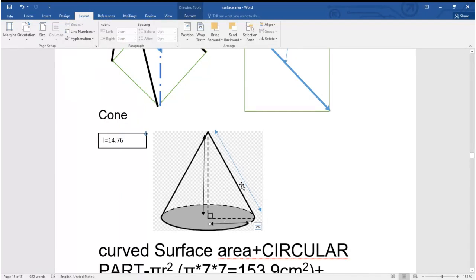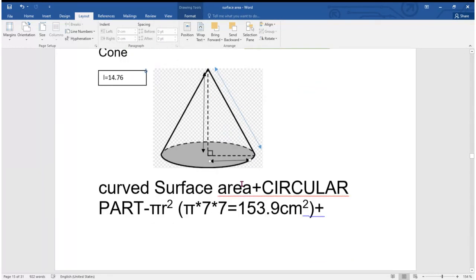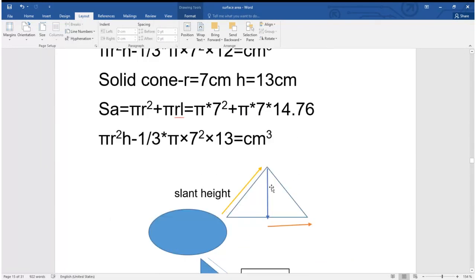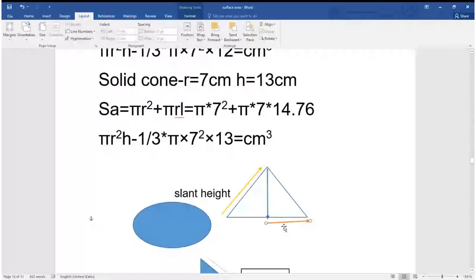Below here, this is what happens. You can see this one is a net. So you can see this is a circular base, and this is the curved surface area. In this curved surface area, you can see this distance here is the perpendicular height. Okay, and this is the curved surface area, this one here. So they form a right angle triangle. You just combine them together, and they form a right angle triangle.